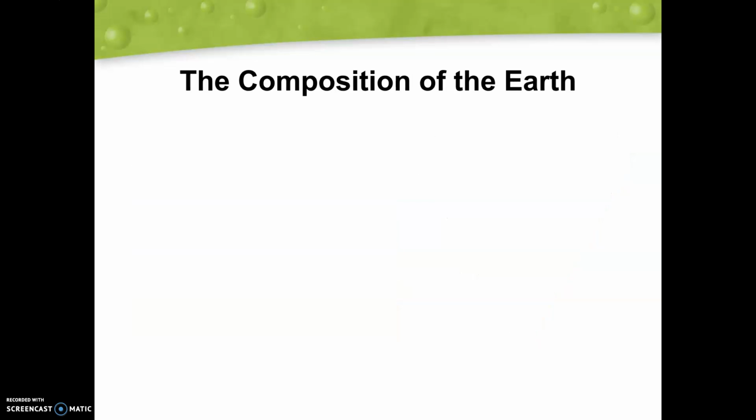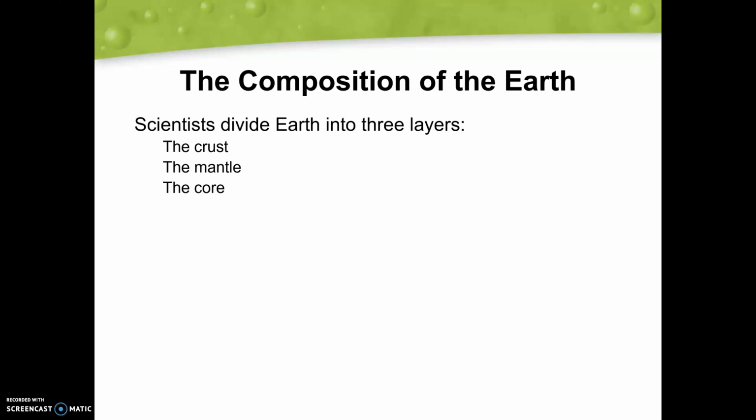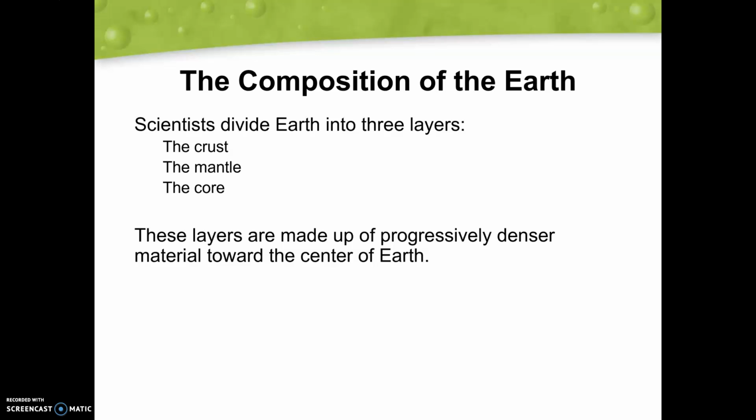So let's take a look at the composition of the Earth. Scientists divide our Earth up into 3 layers, ones that you've definitely heard before, the crust, the mantle, and the core. These 3 layers are made up of progressively denser material going towards the center of the Earth. So our core is going to be our most dense material, and then it gets less dense as we move outside to what we see, which is our crust.